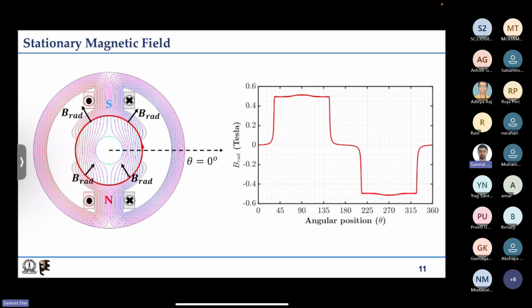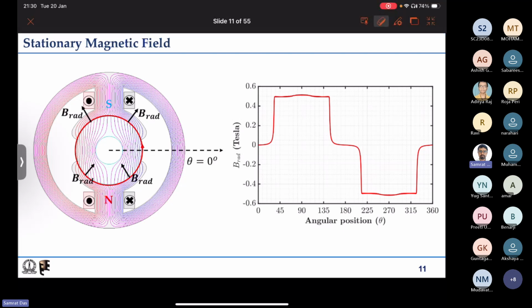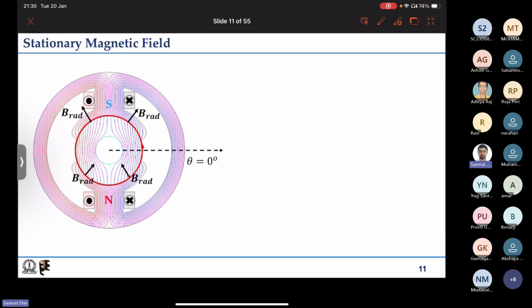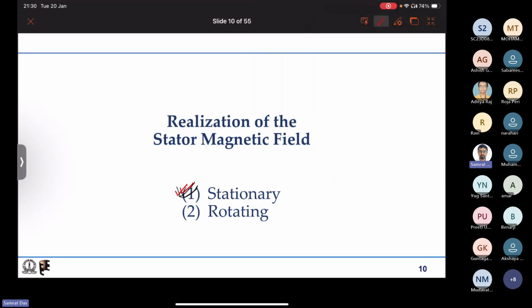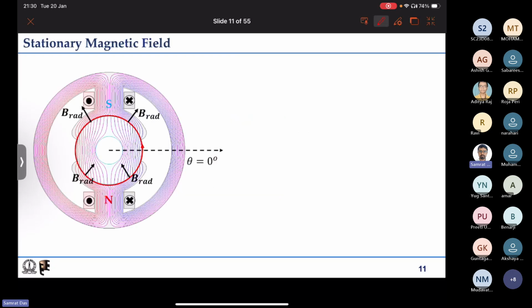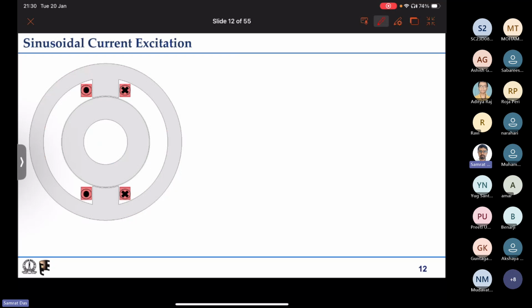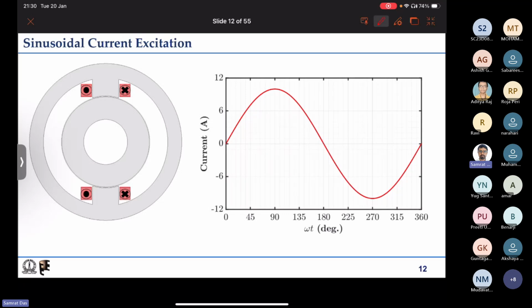So the first one we have realized: the stationary magnetic field we have already realized. Now we are going to go into the realization of the rotating magnetic field, starting from the basics, from the same structure only. For simplicity I have removed the pole shoe. We do not need it now for understanding. So this is the same structure, with the same type of winding, and the only change is the current.